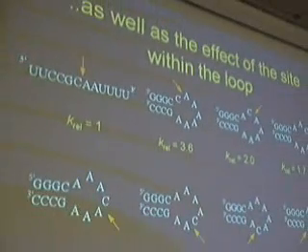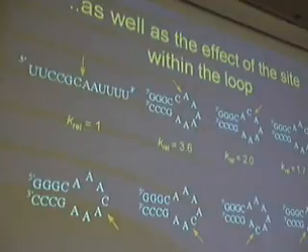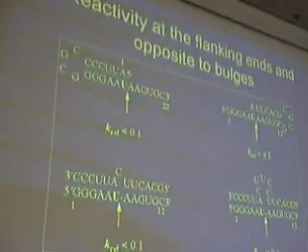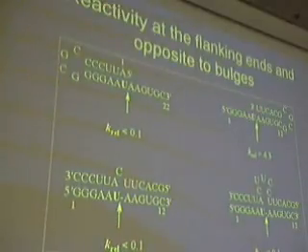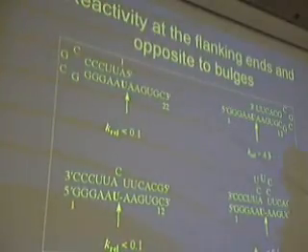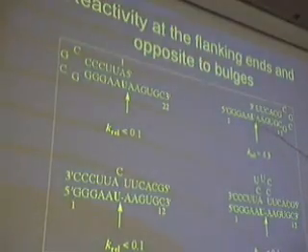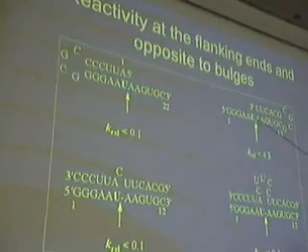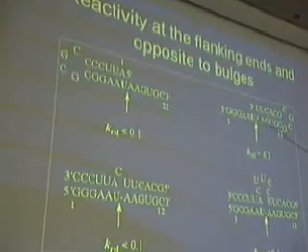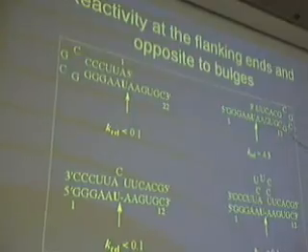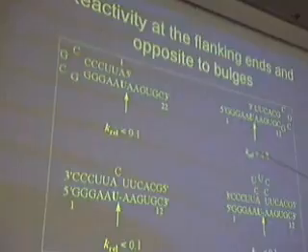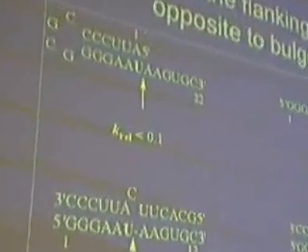The position within the loop doesn't influence much. Reactivities are more or less the same. If we have a flanking end, here, when the leaving group is, this is now the leaving nucleoside, when it is base paired, the reaction is not decelerated, it's rather accelerated.